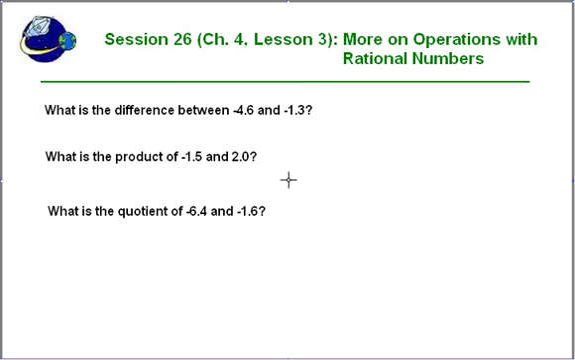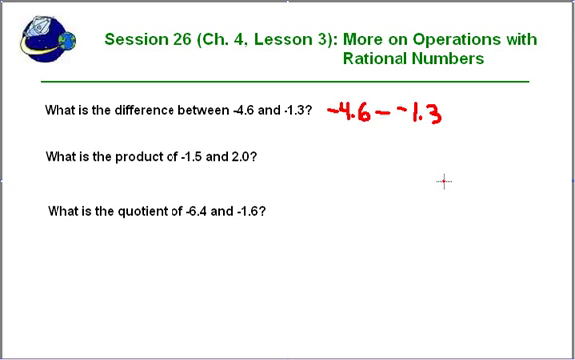We could simply rewrite that over here. Difference is the clue. It tells us we're going to have a subtraction problem. And remember, when it's asking you the difference between the two different numbers, it's always the second number subtracted from the first. So if we rewrite this, minus 4.6, and what we're going to do is be subtracting minus 1.3.